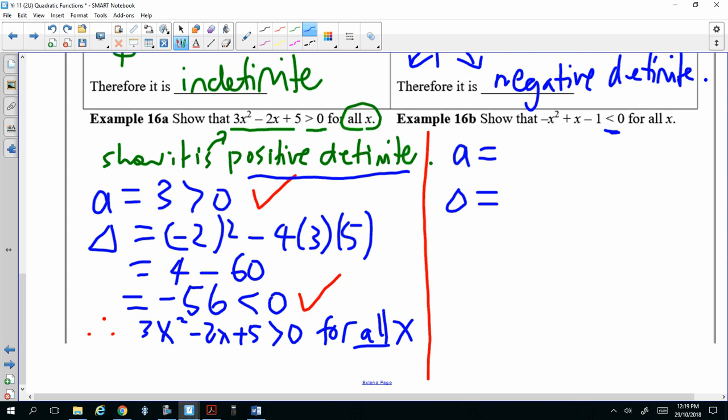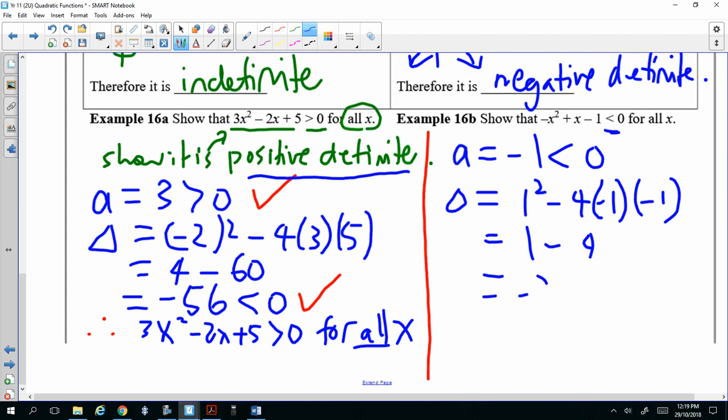Okay, let's go through this. So we got this value. So Nat, what's the value of A? Yep, and the discriminant? All right, let's see. -1 times -1, that will be 1 minus 4, -3. Okay, so what can we conclude? Therefore, it is negative definite.